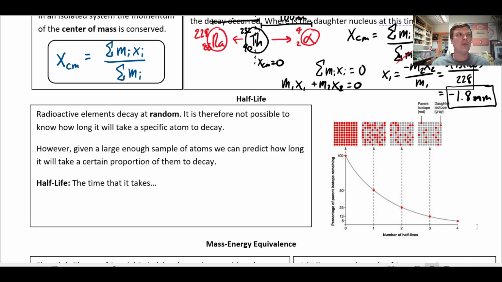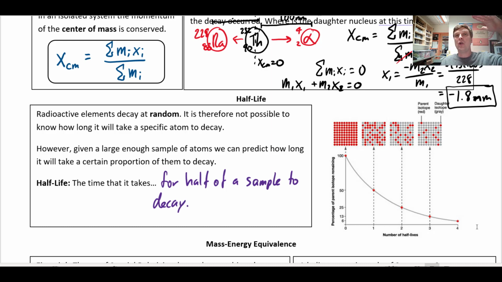So the key here, of course, is that we're talking about large numbers of atoms. And because there's large numbers of them, it's actually quite predictable how long it will take for this process to happen. So the half-life is the time it takes for half of a sample to decay. Okay, and so to go from a full sample to a quarter would take 2 half-lives, and to go from a full sample to an eighth would take 3 half-lives, and so on.